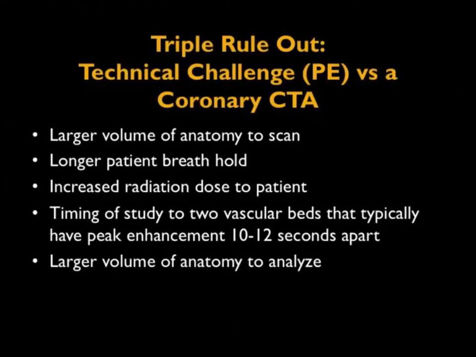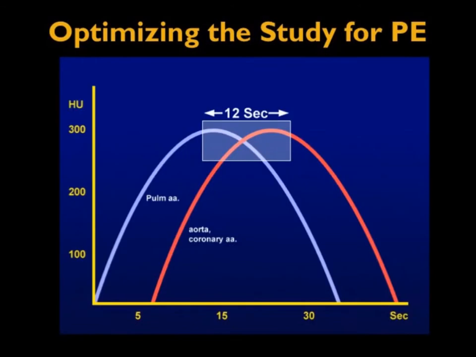Now, I mentioned that when you compare triple rule-outs to a simple coronary, there are challenges from the larger volume, longer breath hold, and radiation dose, but the most critical thing to me is this ability to try to get 2 good studies, yet that aren't exactly timed perfectly. And the worst thing you'd want to do is to have 3 bad studies. So when I talk about that, what am I really saying? Here's a very nice chart.